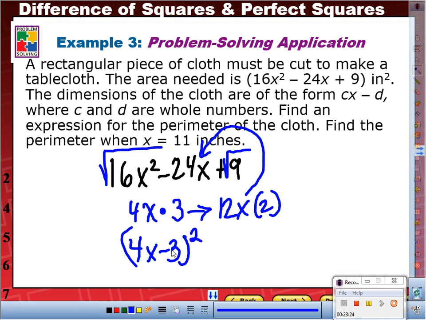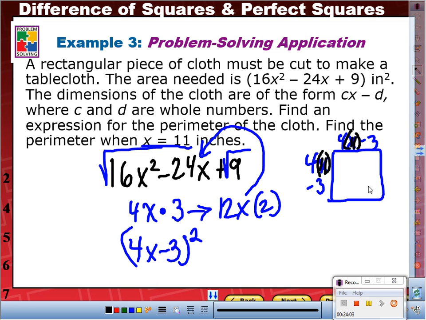Okay? So those are the dimensions of the cloth. What does that mean? If they were to spread out the cloth, this would be 4x minus 3, 4x minus 3. Do you guys see that? Alright, but pay attention please, they want us to find the perimeter of the cloth when x is 11. The perimeter is the measurement of all the sides, isn't it? So when x is 11, instead of writing x, what do we write here? 4 times 11. So 44 minus 3 is what? 41. And how many sides do we have? 4, so that's 41 times 4. That gives us 164 inches. And that's the perimeter.